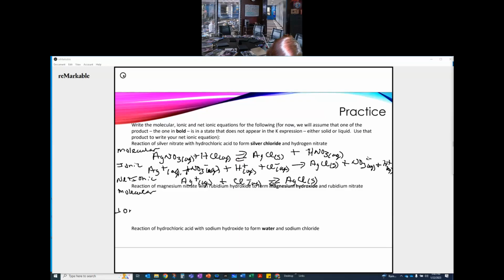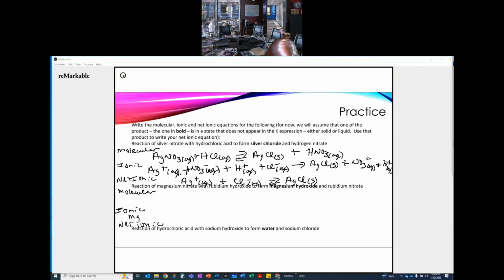I'm going to do an ionic here, and then we'll do my net ionic down here. It's not a lot of space, I know. I should have left myself more room. But magnesium nitrate. So magnesium is in the alkaline earth metals.